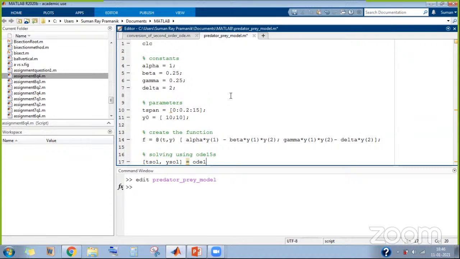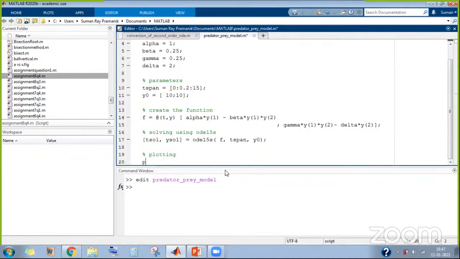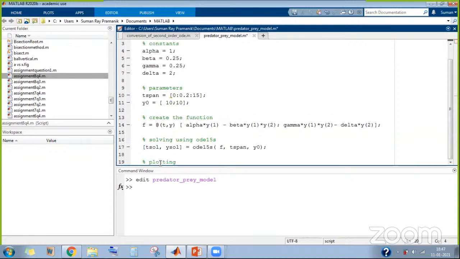So I was going to solve using ode15s. This is my MATLAB function, and my function has already been created. Now I'll provide the time span and my initial values. And now let us plot this. Before that, let me show you the values that we are getting for tsol and ysol.